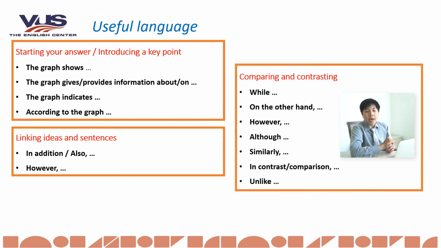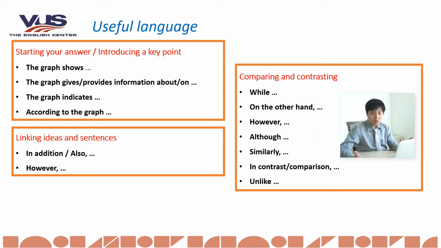And in order to compare and show the contrast, you can use the phrases you can see in the box on the right here. If it's similar, if one line shows an increasing trend and the other line also shows an increasing trend, you can compare it using similarly, right? For example, line A increased. Similarly, line B also increased to a specific number.